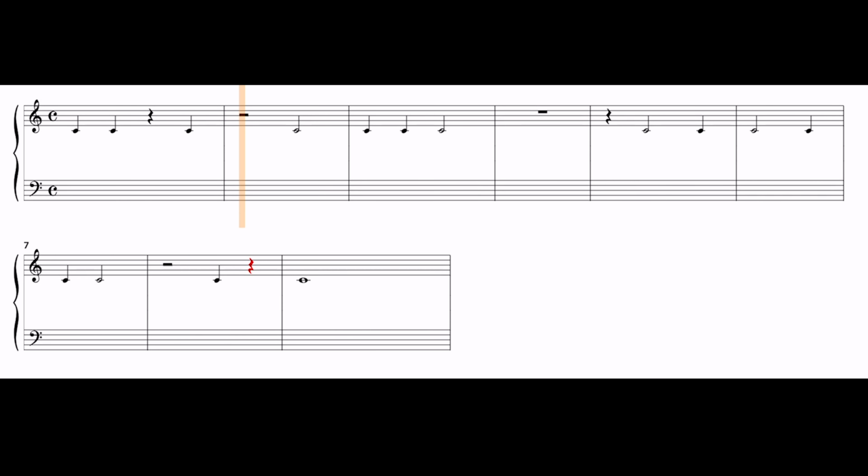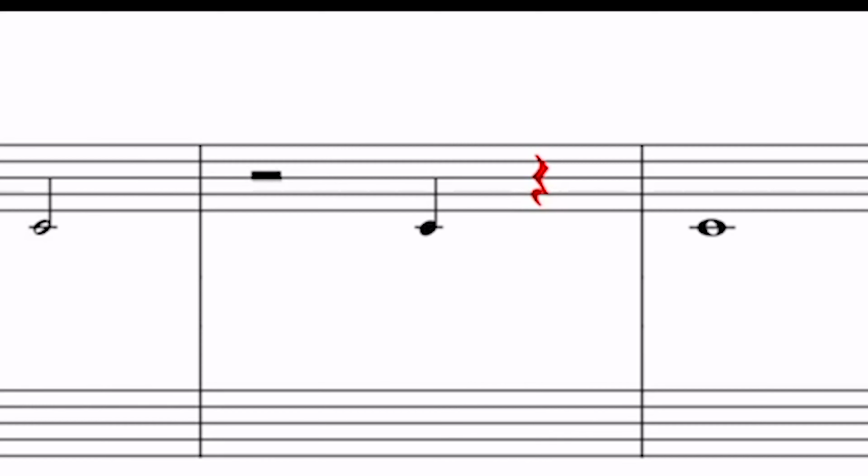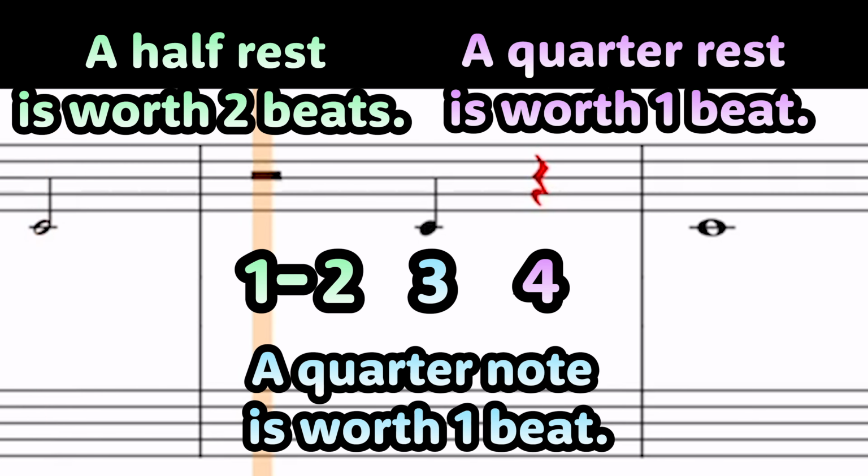Here are some examples. The total rhythmic value in each measure, including both notes and rests, must still match the time signature. For instance, in this measure, we have 1 half rest, 2 beats, 1 quarter note, 1 beat, and 1 quarter rest, 1 beat. 2 plus 1 plus 1 equals 4 beats in total.